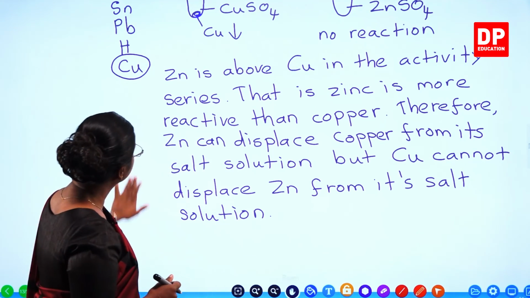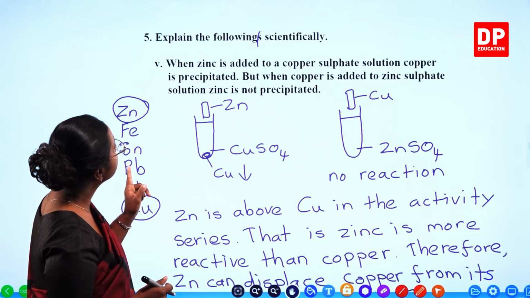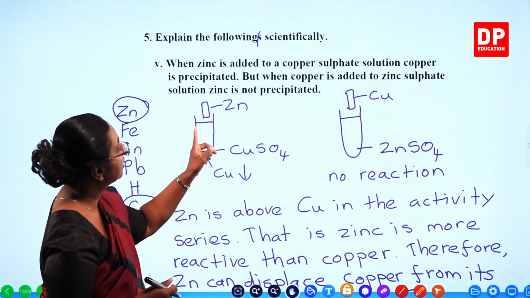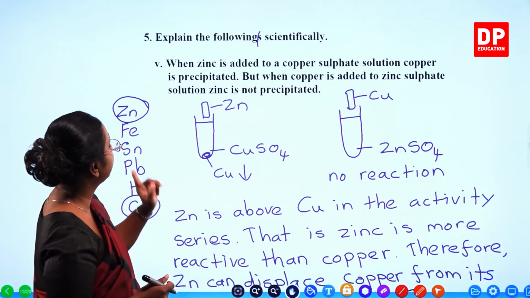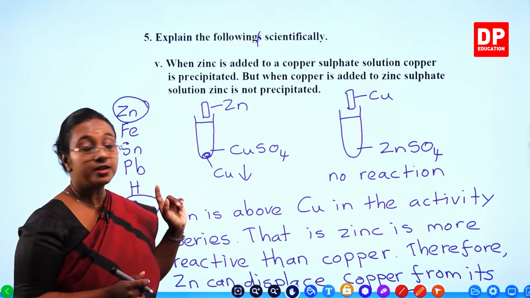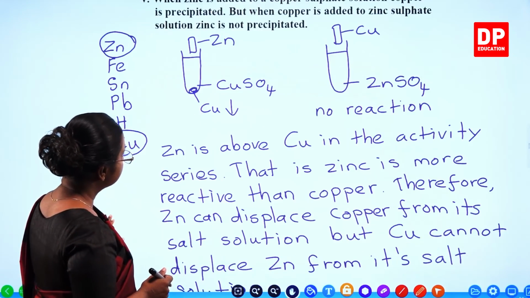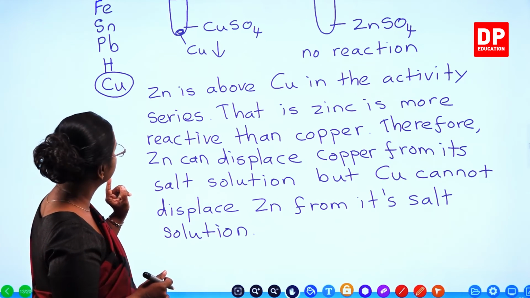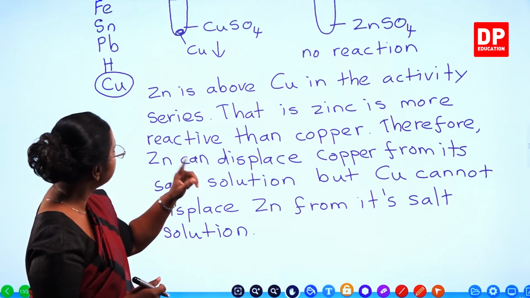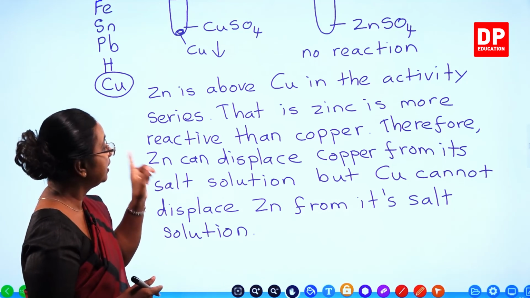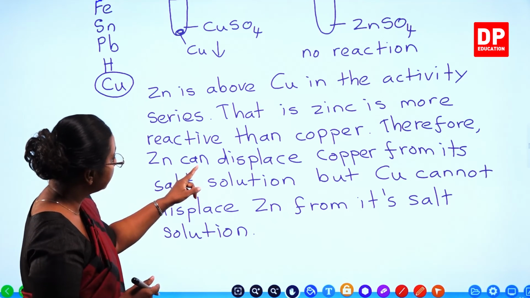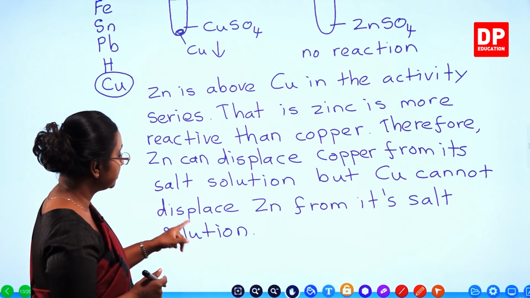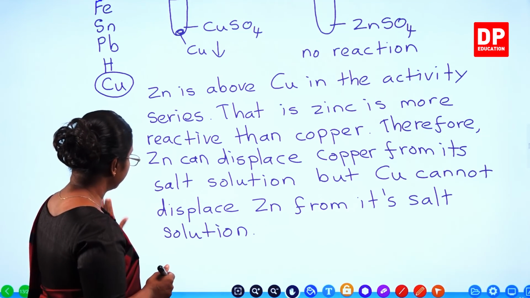So, let's look at the question. When zinc is added to copper sulfate solution, copper is precipitated. But when copper is added to zinc sulfate solution, zinc is not precipitated. So, this is the explanation. Zinc is above copper in the activity series. That is, zinc is more reactive than copper. Therefore, zinc can displace copper from its salt solution, but copper cannot displace zinc from its salt solution.